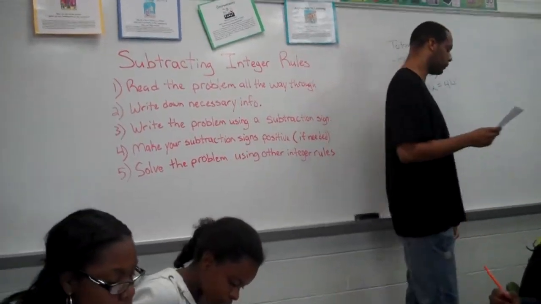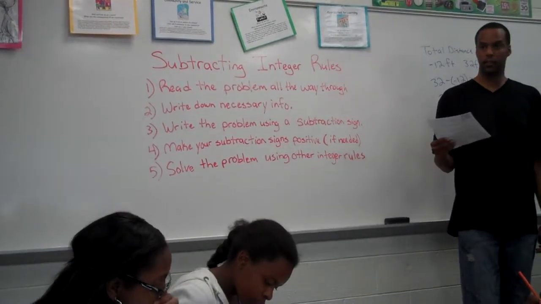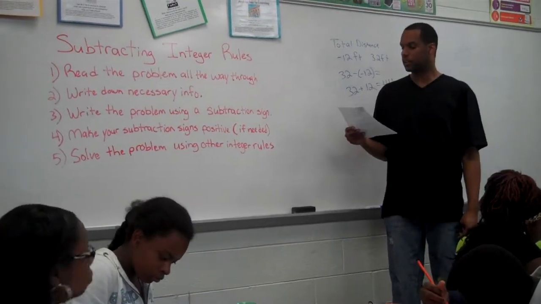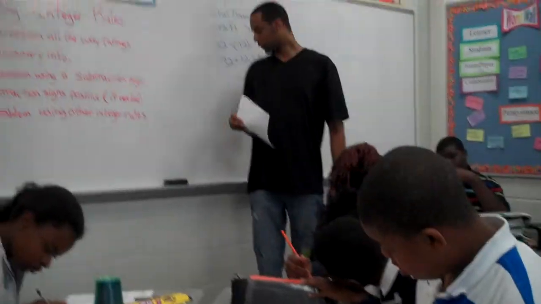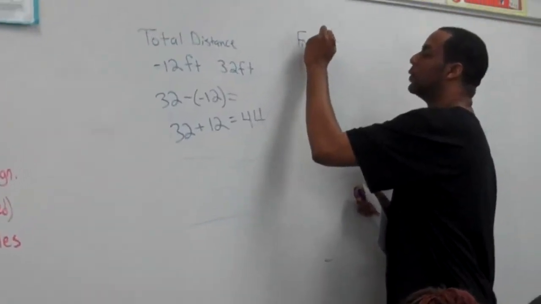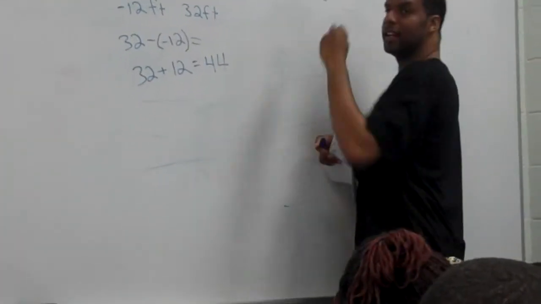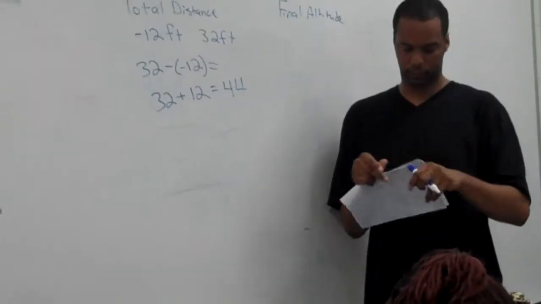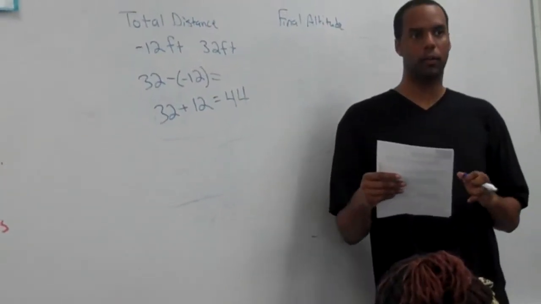All right. Did I already do step number one? That's good. Oh, okay. All right. Step number two, I need to find the necessary information. What would be the necessary information? Okay, what was her final altitude? And what would I be using to find out what her final altitude is? Skylar? It's 400 feet. 400 feet, all right.